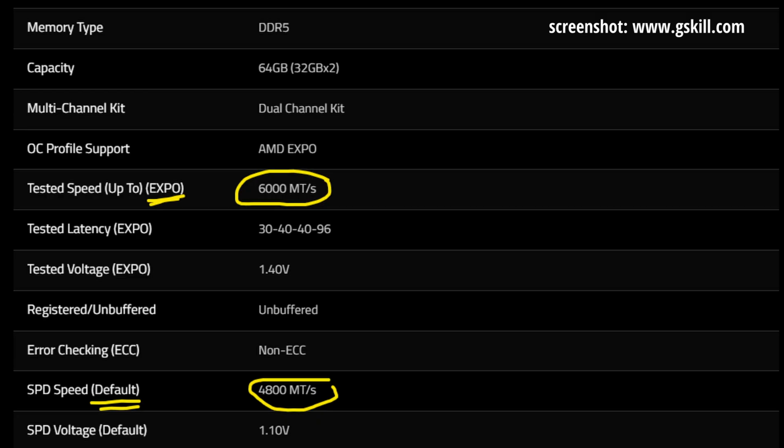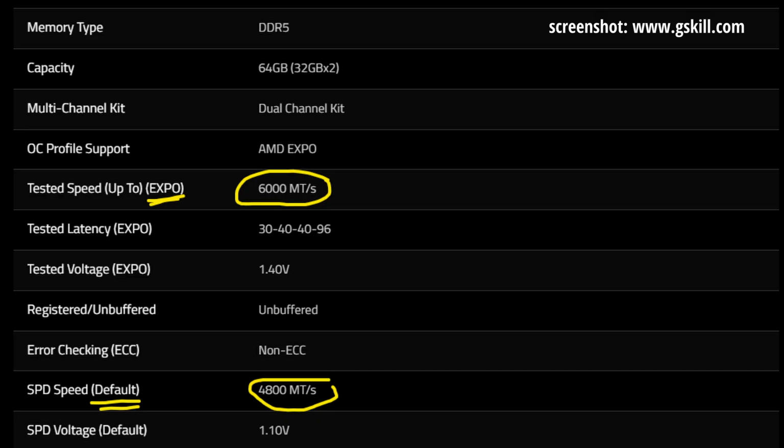Now, EXPO profiles, which are saved directly on the RAM module, contain specific settings such as frequency, timing, and voltage. They've been tested and validated by the memory manufacturer to be stable for that particular kit. So, enabling EXPO in your motherboard's BIOS allows you to instantly apply these optimized settings and get the full performance you actually paid for, without tinkering around with manual settings.